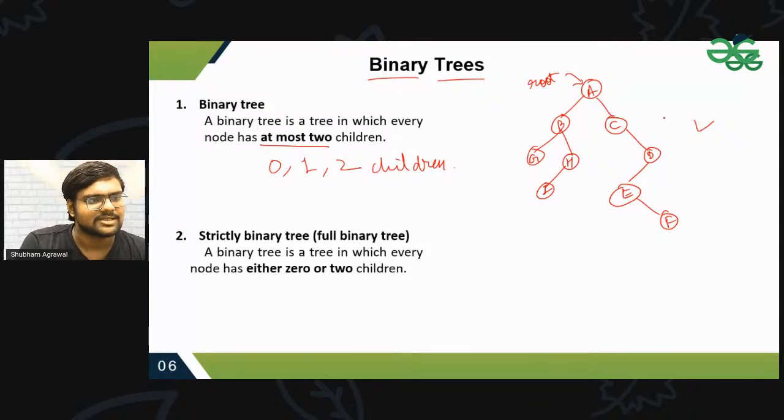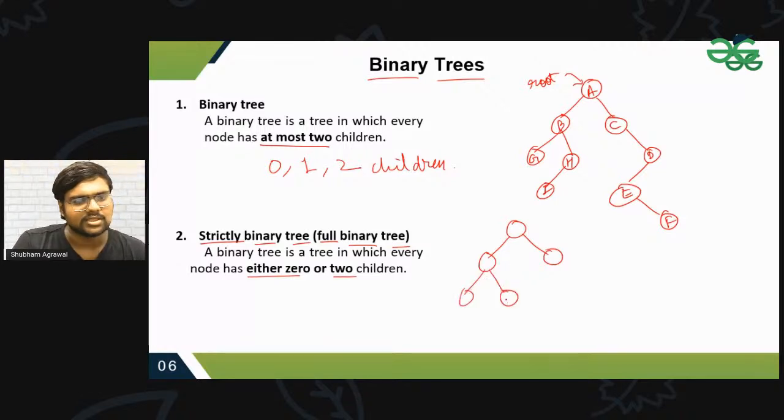Now let's talk about the strictly binary tree, also known as a full binary tree. In this, a node can have 0 or 2 children. If I draw a tree in which each node can have either 2 children or 0 children, as you can see in this tree, A has 2 children, B has 2 children, D has 2 children, C has no child, F has no child, G has no child, and E also has no children.